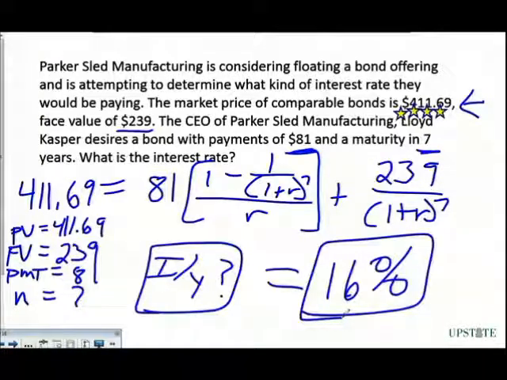If we issue a bond, we sell these bonds for $411.69, the face value $239, we're making payments of $81, it matures in 7 years, my implicit interest rate would be 16%. At this point in time, the CEO of Parker Sled Manufacturing can look at this and say, is this worth me borrowing the money or not? And paying 16% interest may or may not be worth it.